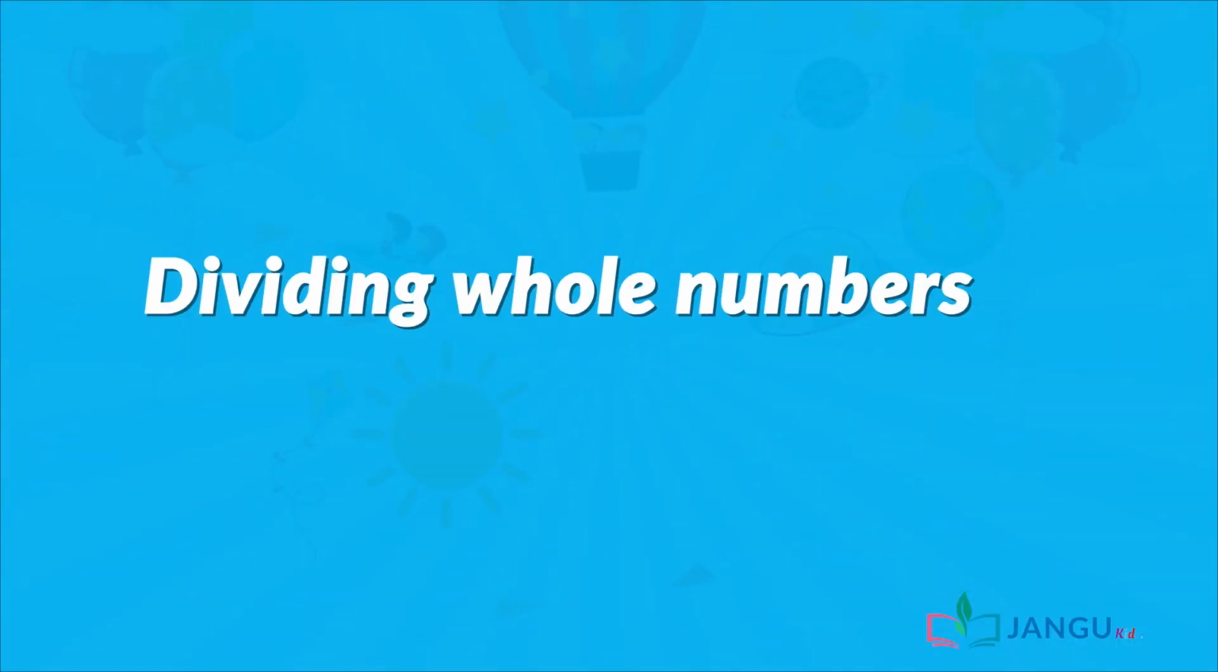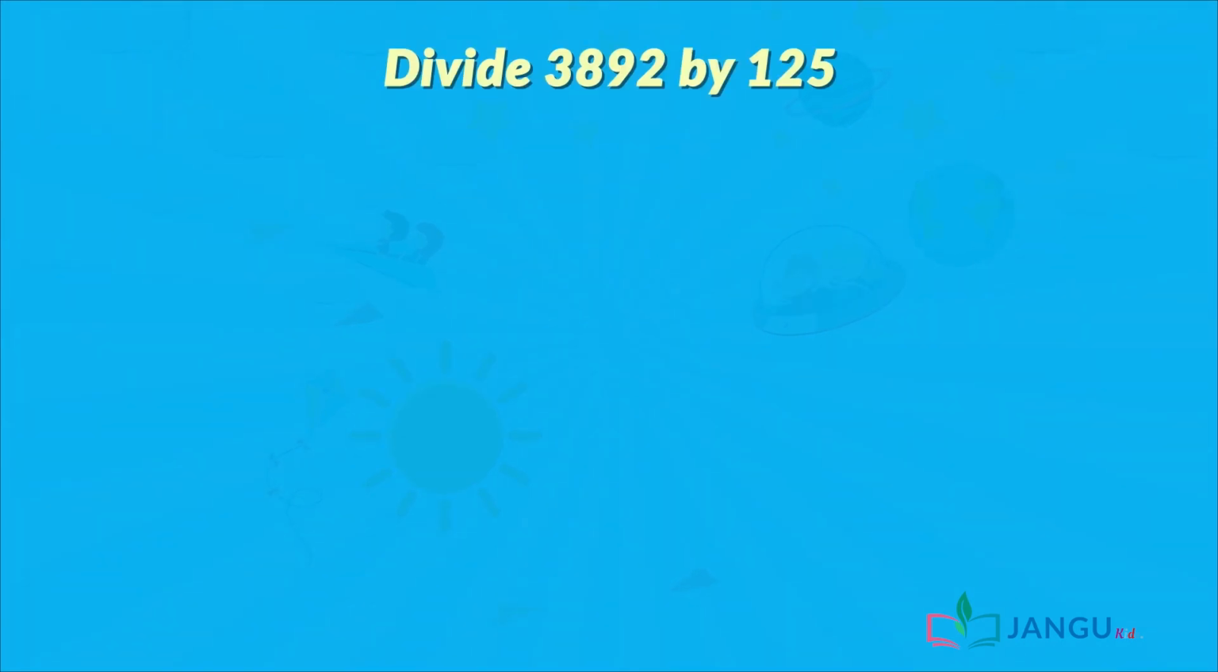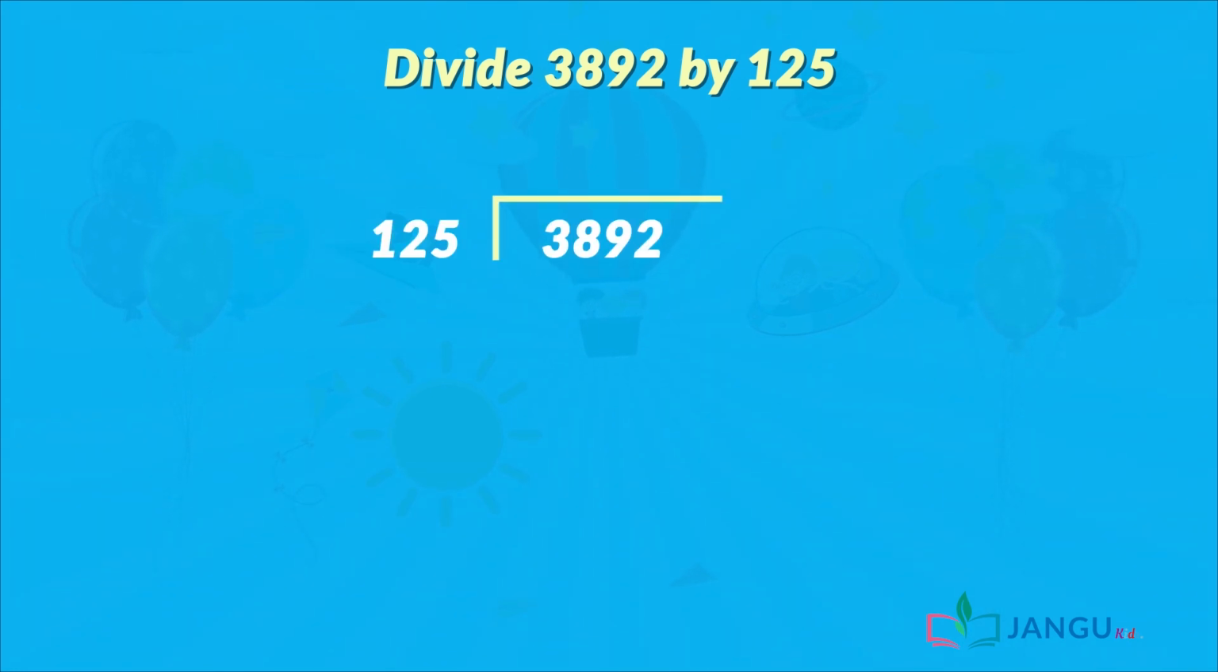For our next example, we will divide a whole number by a 3-digit number. For example, divide 3,892 by 125. In this example, the dividend is 3,892. The divisor is 125.